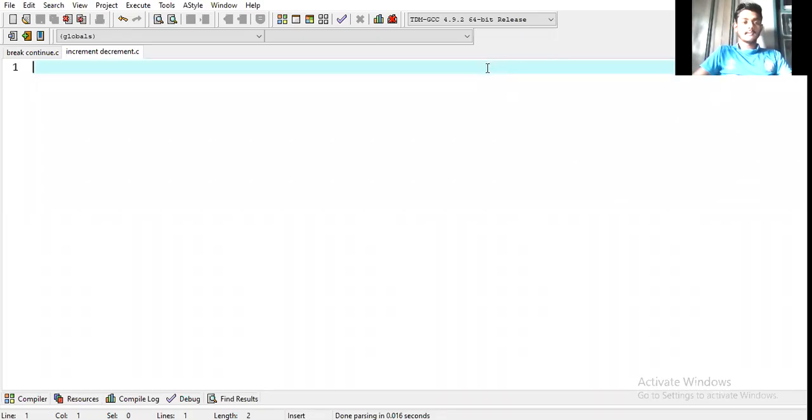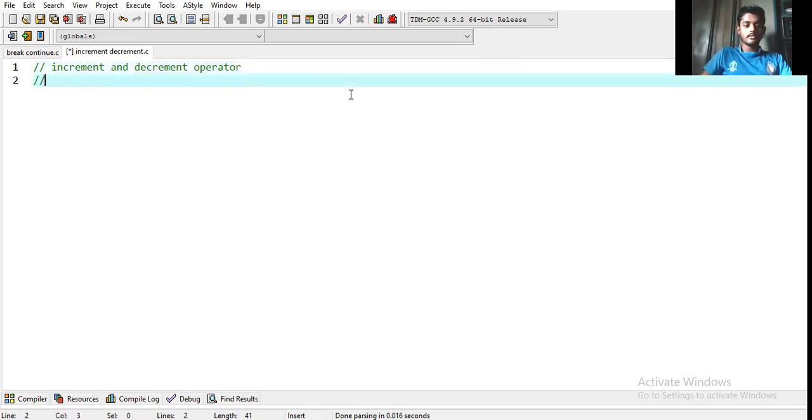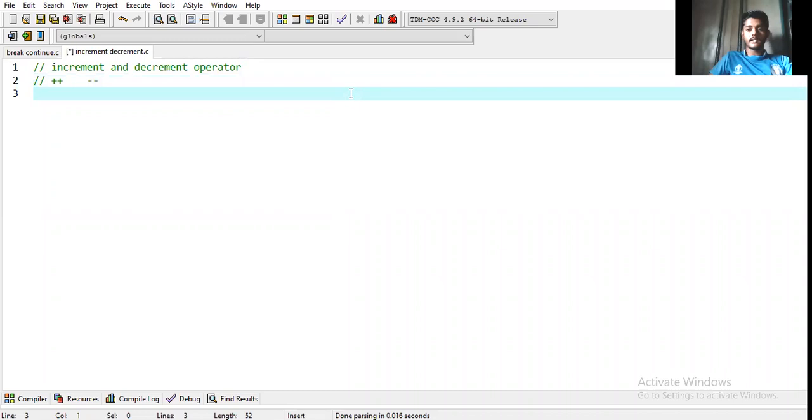So our next topic is increment and decrement operators in C. First of all, what is the increment operator? Plus plus is called the increment operator and minus minus is called the decrement operator. Now what is the task of these operators?